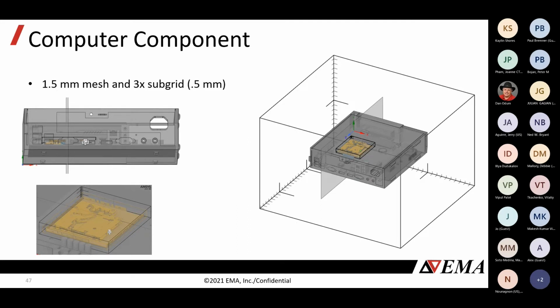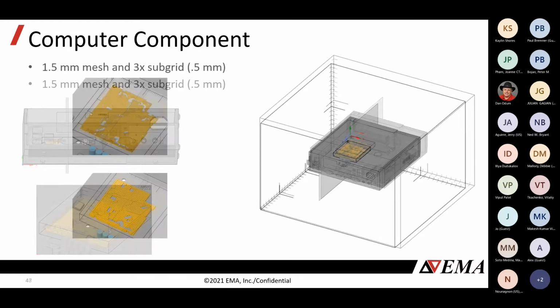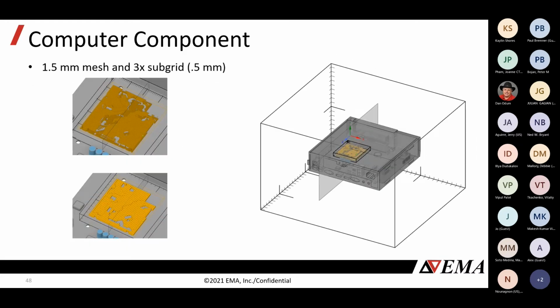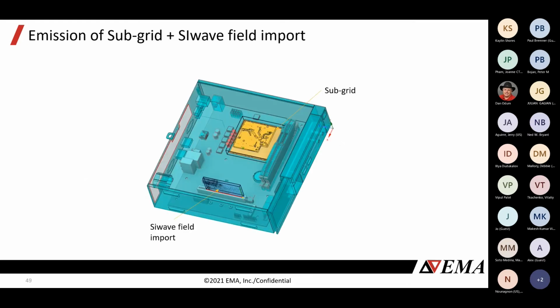In this case, we're going to use two different size grids. We're going to stay at 0.5 millimeter near the PCB and package, and we're going to be at 1.5 millimeter everywhere else on the enclosure. You can see in the top left our subgrid array, and on the bottom left, you can see what it would have been if we had to use a uniform grid. So we can mix and match.